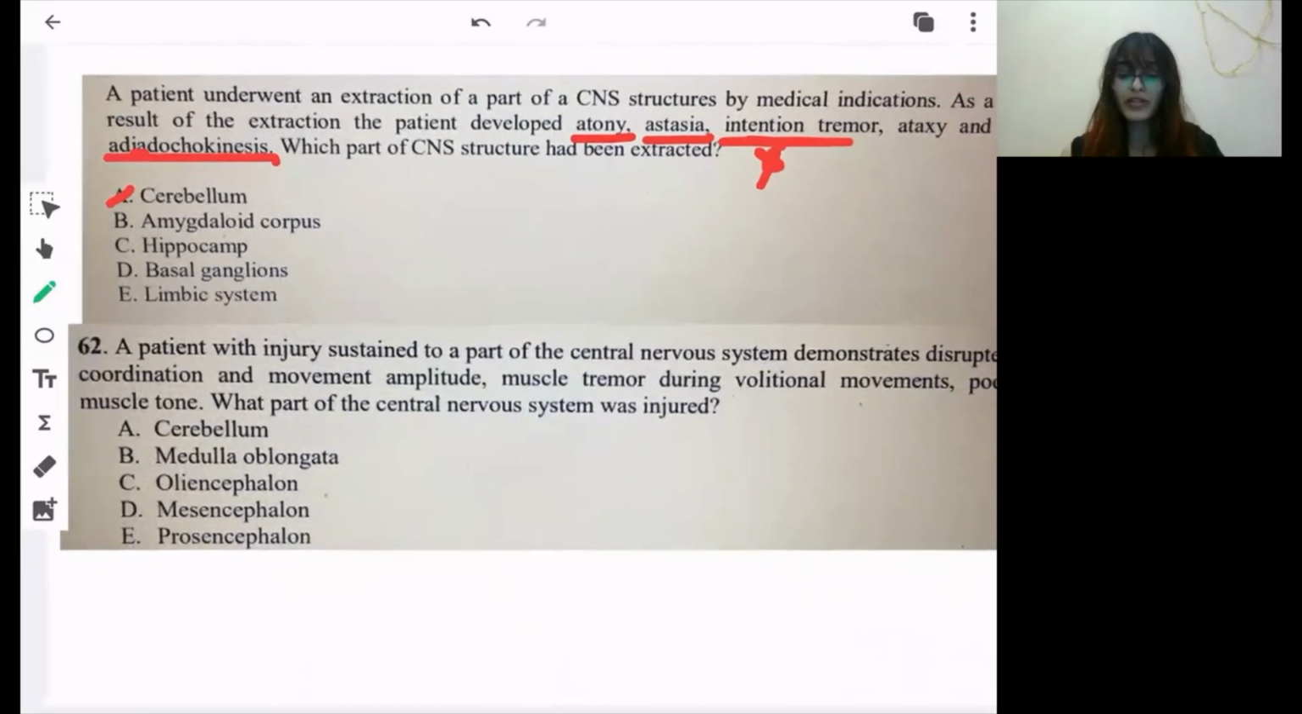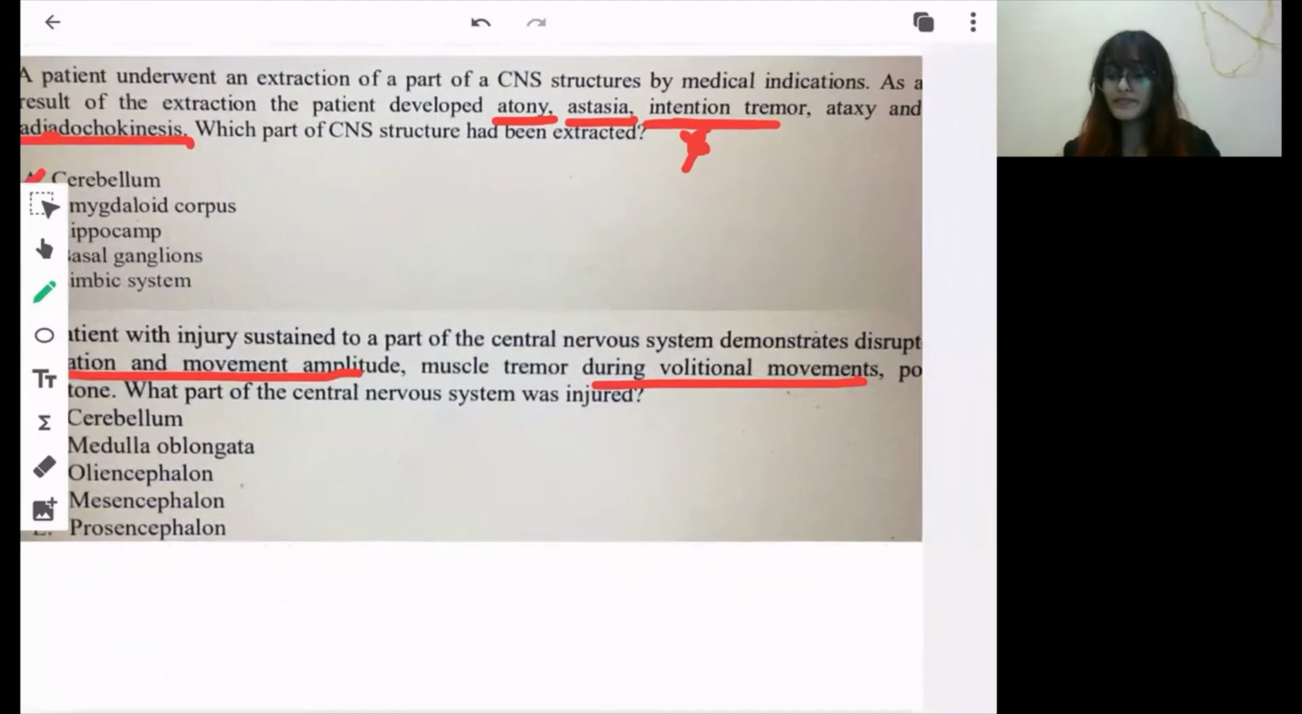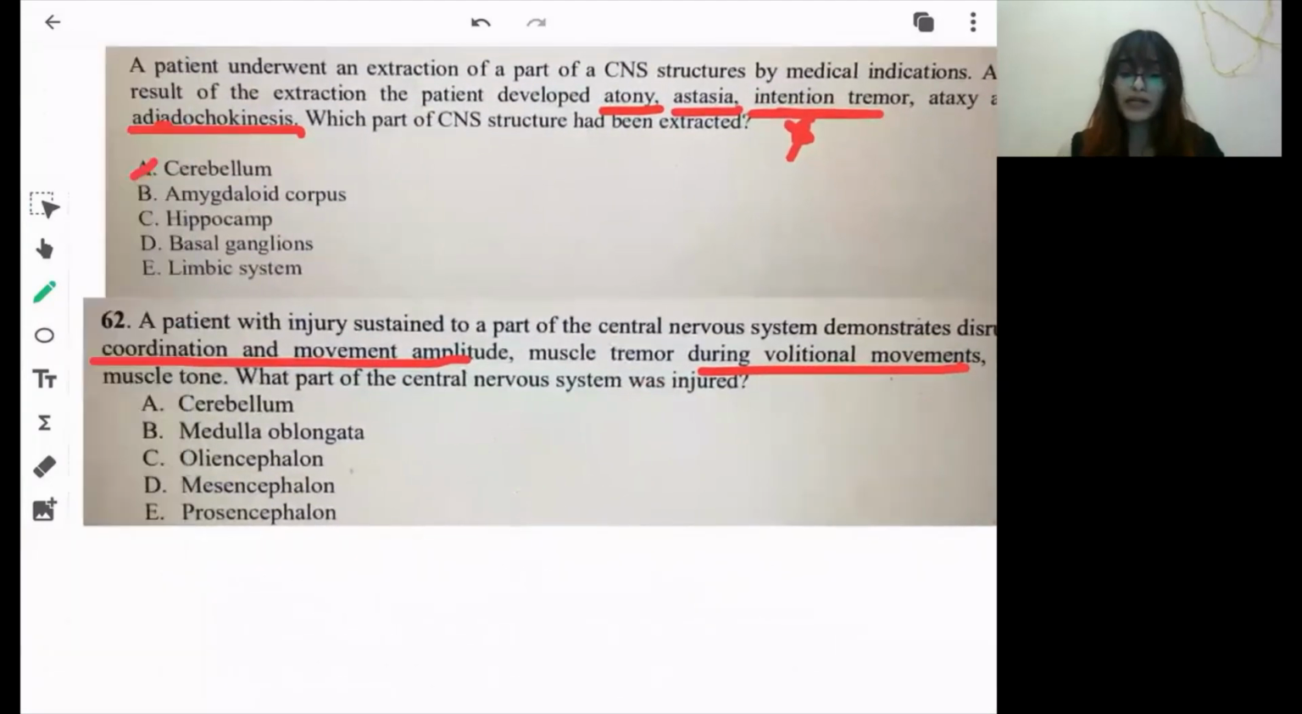Next, a patient with injury sustained to part of central nervous system demonstrate disrupted coordination and movement amplitude. Muscle tremor during volitional movement. That is when a person is intended to perform a movement, for example, picking up a pen. Then the muscle tremor is seen. It is not seen at rest. Next, poor muscle tone, hypotonia. The answer again is cerebellum.